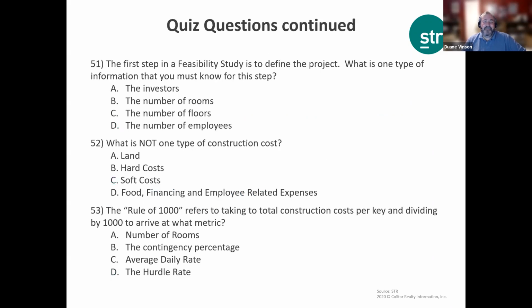Number 51, the first step in a feasibility study is to define the project. What is one type of information that you must know for this step? D, B? Correct answer here is B, the number of rooms. I would argue that if you're doing this feasibility for a client, particularly a group of investors, it would be important to know who those investors are. For the purpose of training, though, we don't really get into that, do we? But we do say that you should know the number of rooms. Number 52, what is not one type of construction cost?